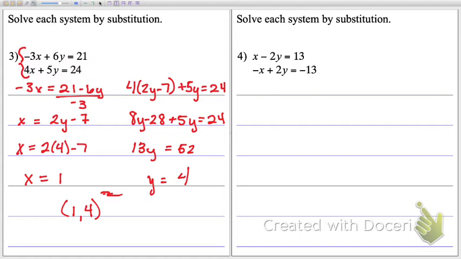Callie, you have a question? I'm confused on where the x equals 1 is. Because you plug in the y into the equation you have right here. This goes into there. So 2 times 4 is 8, minus 7 is 1.